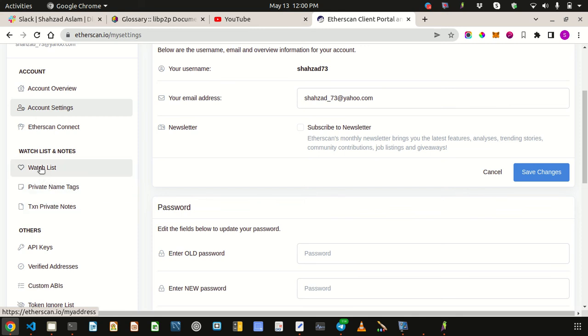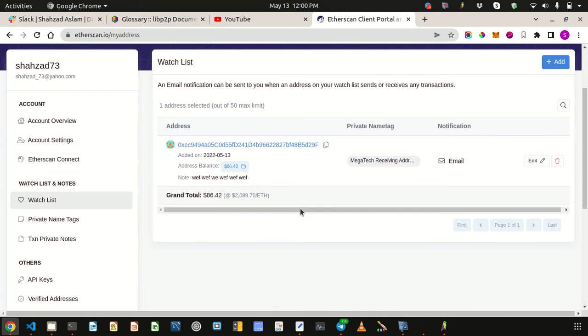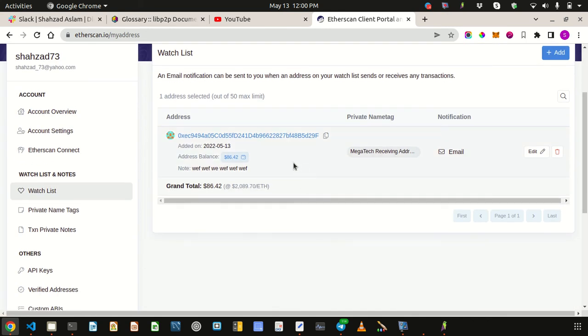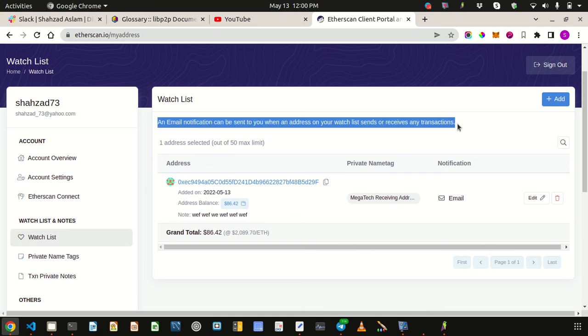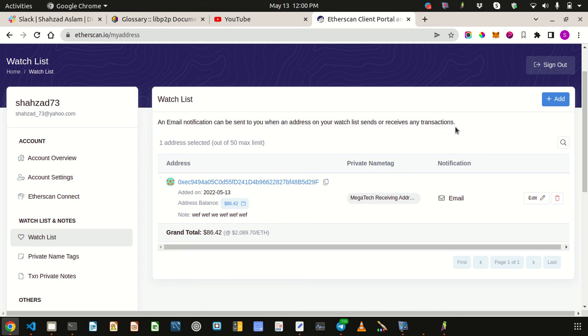For example, one functionality is the watch list. What happens is that you can add private account addresses or any ERC20 token addresses, and if you want to monitor activities on those addresses, you can add them to your watch list. The statement here is that an email notification can be sent to you when an address on your watch list sends or receives any transactions.